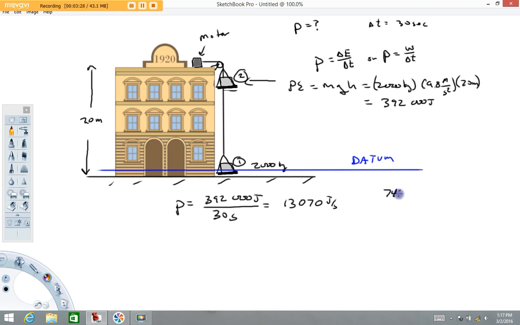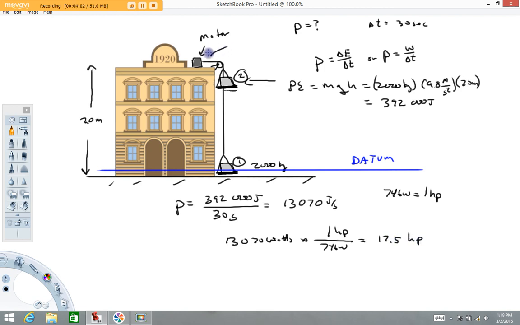There's 746 watts in 1 horsepower. So we've got this 13,070 joules per second, which is 13,070 watts, times, I'm going to use this as a conversion factor: in 1 horsepower, there's 746 watts. And I get about 17.5 horsepower.